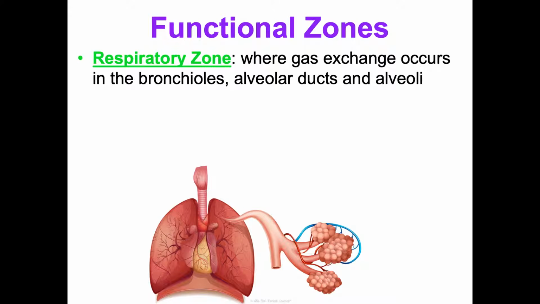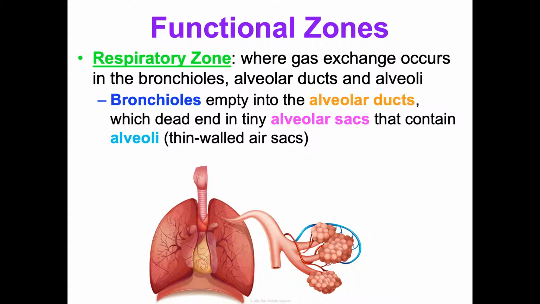Okay, now we've entered the respiratory zone. This is where gas exchange is going to happen. We're not just conducting the air, we're now going to get it to where we can exchange it. And this happens in those bronchioles, those tiniest and smallest passageways, and the alveolar ducts and the alveoli. So your bronchioles empty into the alveolar ducts. So that would be your bronchiole, and this would be an alveolar duct. And those alveolar ducts lead into tiny alveolar sacs that contain alveoli, which are just thin-walled air sacs.